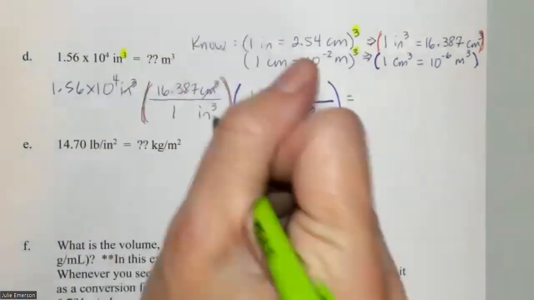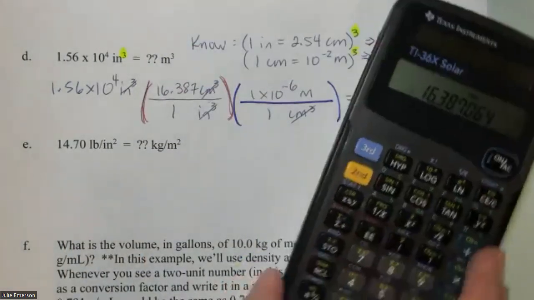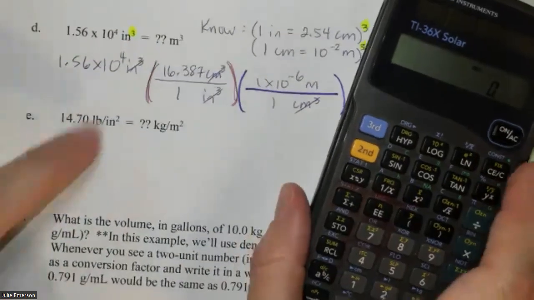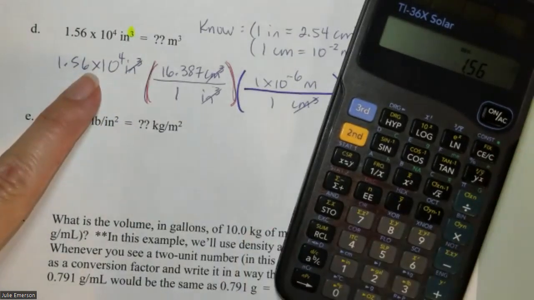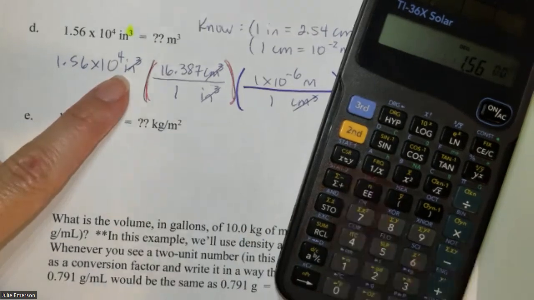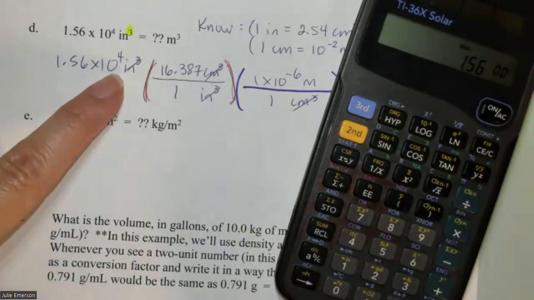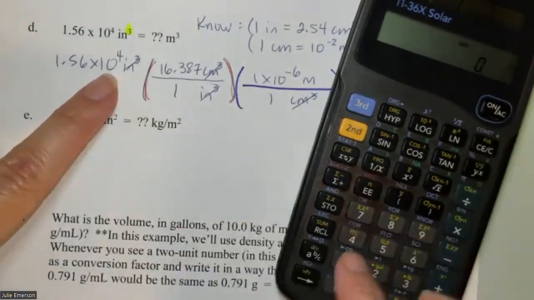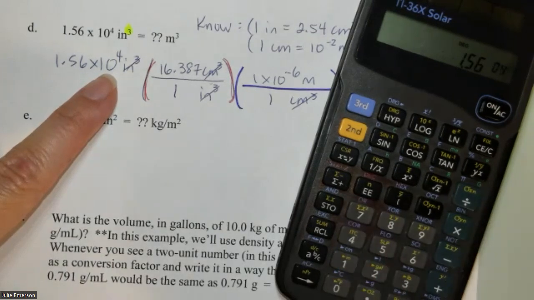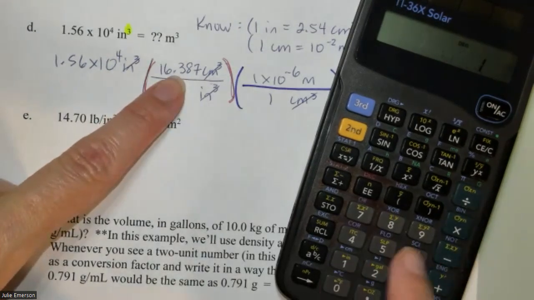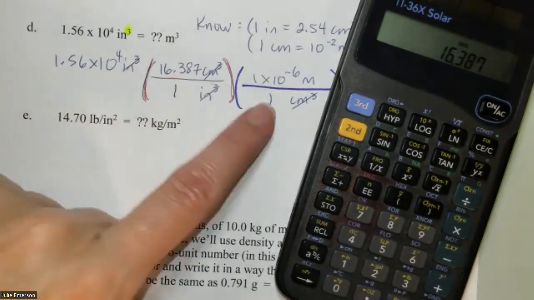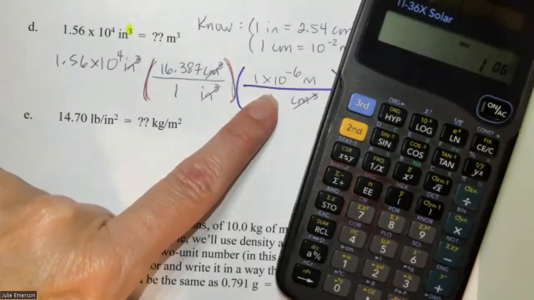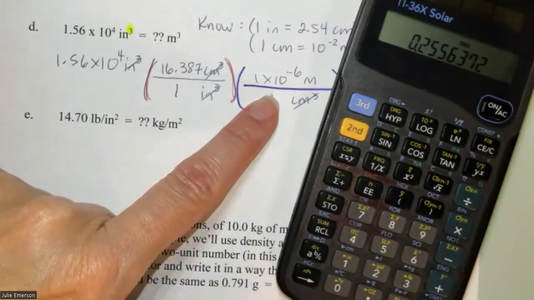All right, so on my calculator, I'm going to use the exponent key. So what's going to happen on my calculator? I'm going to take 1.56 times 10, which means EE. See how the little exponent popped up? And then I'm going to put in the 4. So there's my 1.56 times 10 to the 4. Let me show you that one more time: 1.56 EE4. Then I'm going to multiply 16.387, and then multiply that by 1 EE negative 6. Enter. And there's my answer.